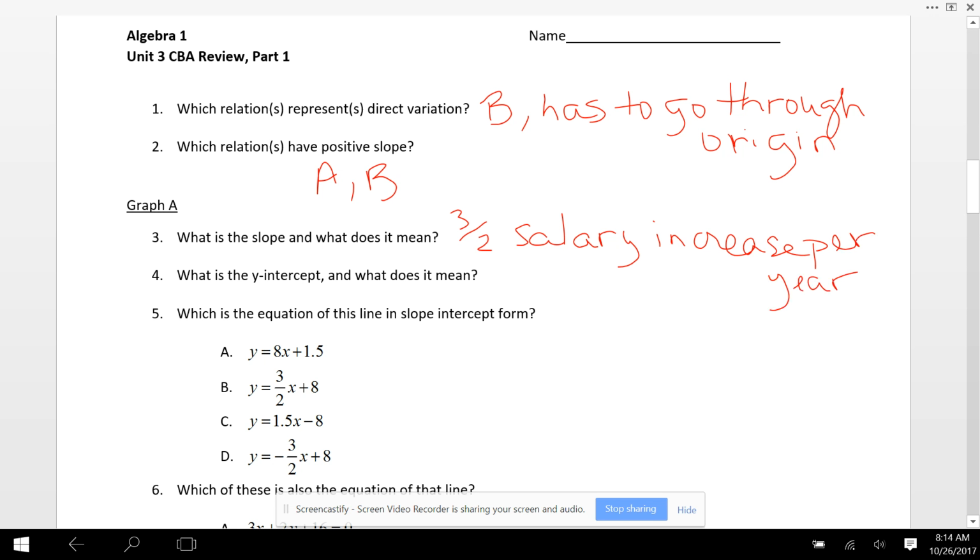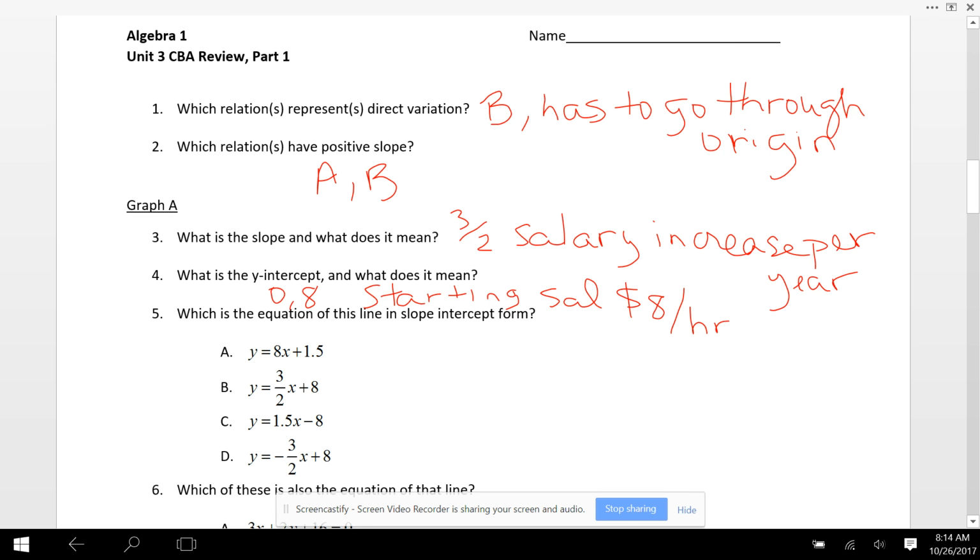Okay, the y-intercept is 0, 8, and 8, so your starting salary is what that is. So when you have no experience or no, what do you call that? Years of service. When you're new to the company, your starting salary is going to be $8 per hour.